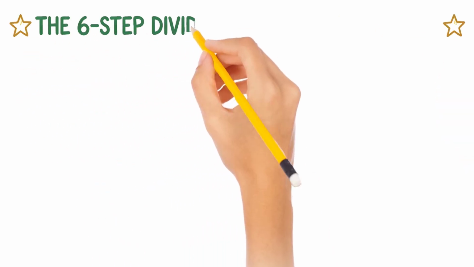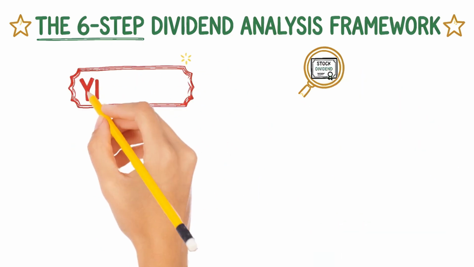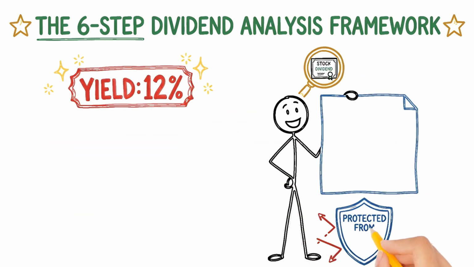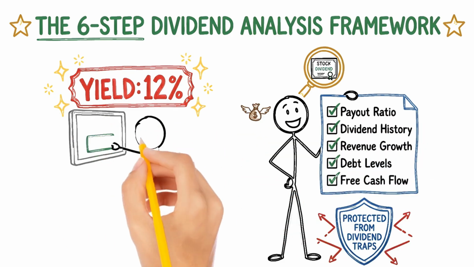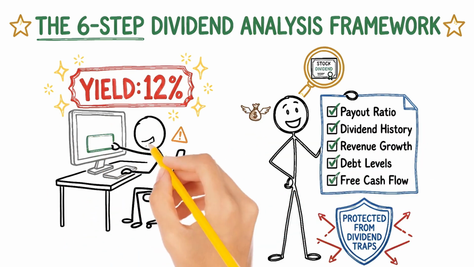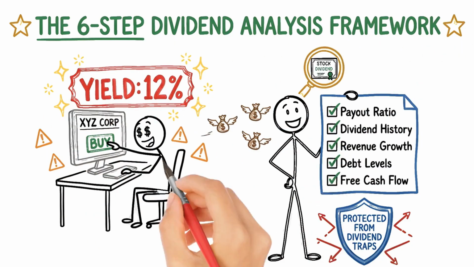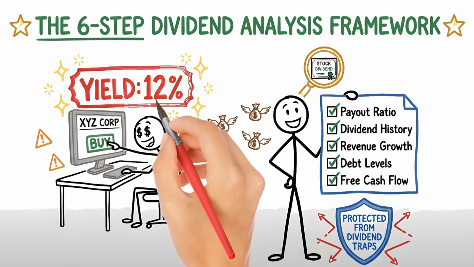By the end of this video, you'll have a complete 6-step framework to analyze any dividend-paying company before putting a single dollar in. You'll know exactly how to check the payout ratio, read the dividend history, assess the company's financial health, and avoid the most dangerous dividend traps. This is the analysis process I use personally after 10+ years of investing. Let's build your dividend analysis toolkit.